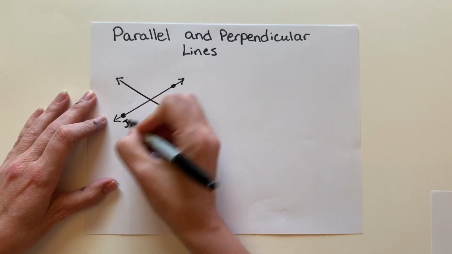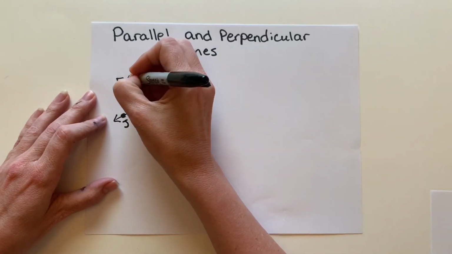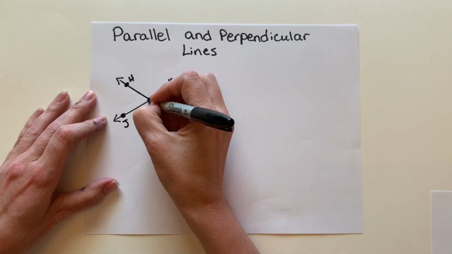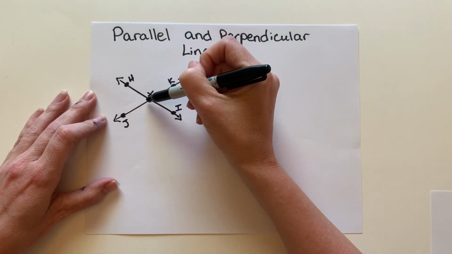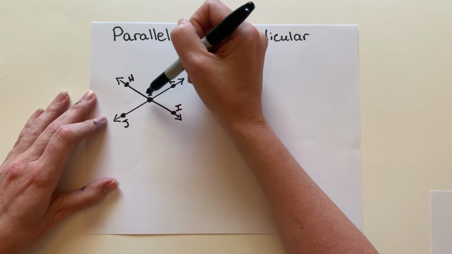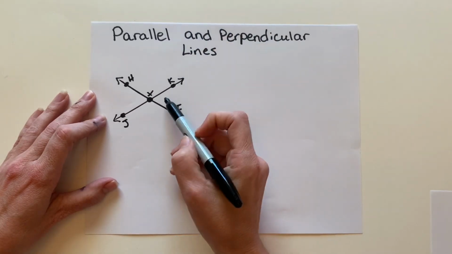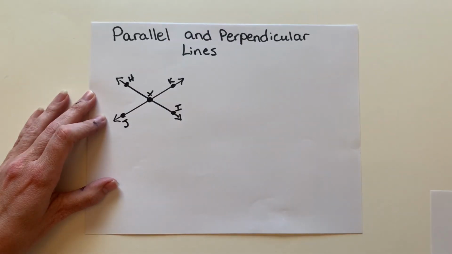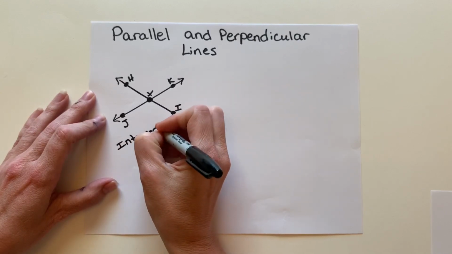So this is going to be line JK, and this line is going to be line HI, and they're going to intersect at point X. So we get an obtuse angle going this way, obtuse angle HXK, and we've got obtuse angle JXI, but we also have two acute angles, KXI and HXJ. What this is called is intersecting lines.